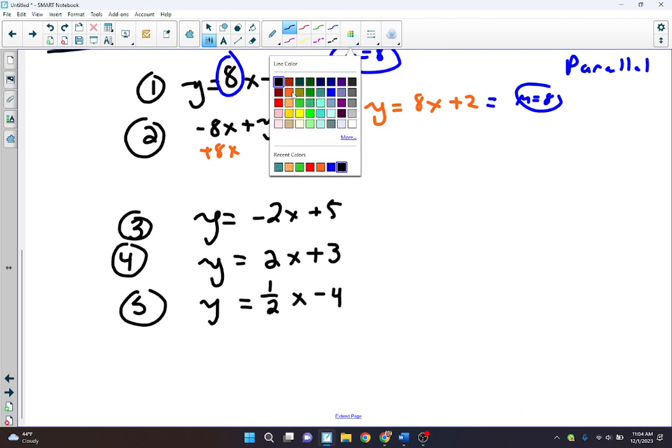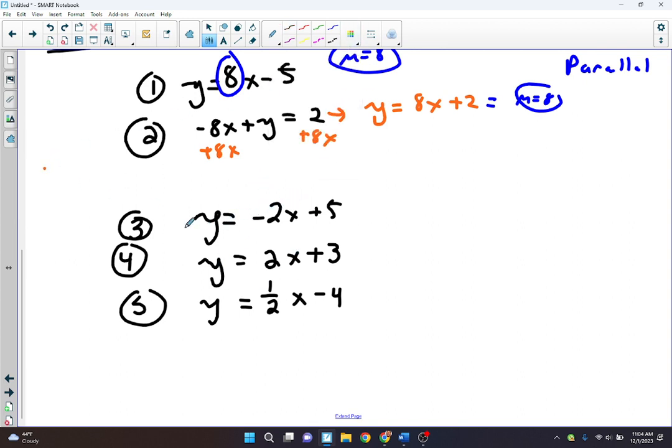In this situation, for 3 and 4, while they're negative, they're not reciprocals. So number 3 and number 4 have no relation. So then look at 3 and 5. Between 3 and 5, the slope was negative 2, and the slope here is 1/2. These two are negative reciprocals of each other. So I can say 3 and 5 are perpendicular.